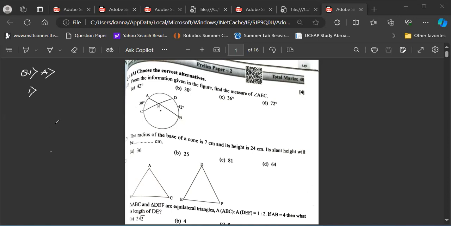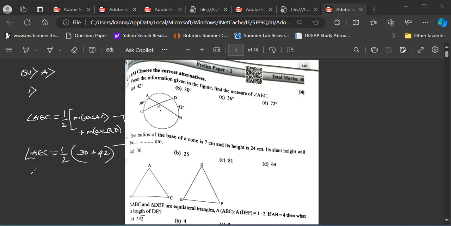So half angle AEC is equal to, I'm just showing a working. This working, you're supposed to do it in your last page, okay? Angle AEC equals half measure of AC plus measure of BD. So angle AEC equals half into inside the bracket. Measure of AC is 30 degrees. Measure of BD is 42 degrees. So 30 plus 42. Angle AEC equals half into 72.